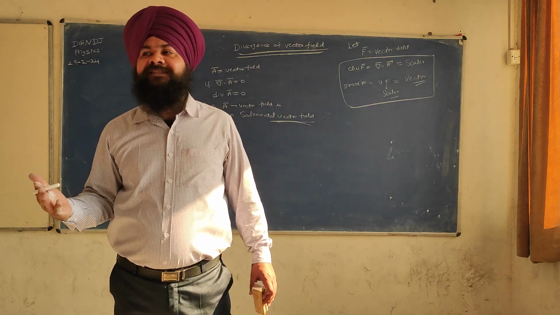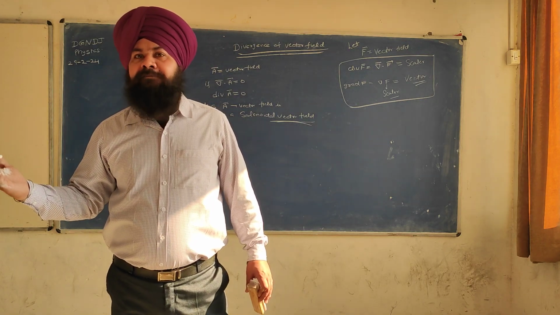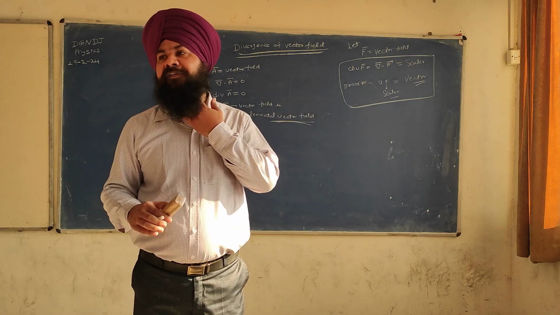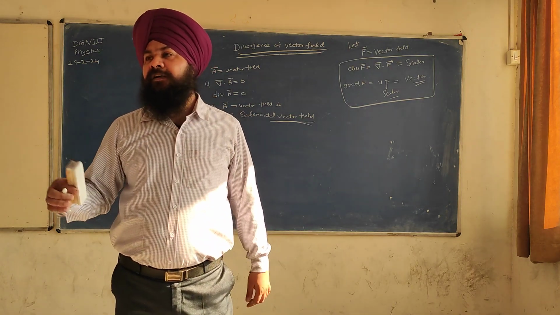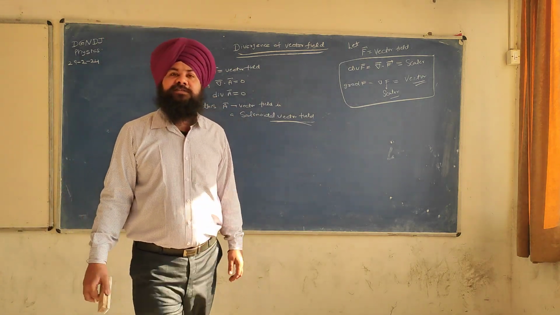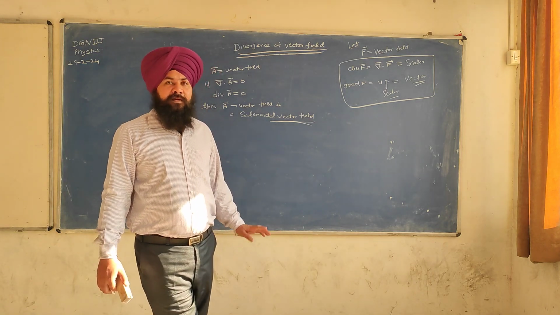And what's the meaning of flux? Number of lines per unit area. Number of lines crossing per unit area normally. That is called a flux. Okay. Let us do a numerical.